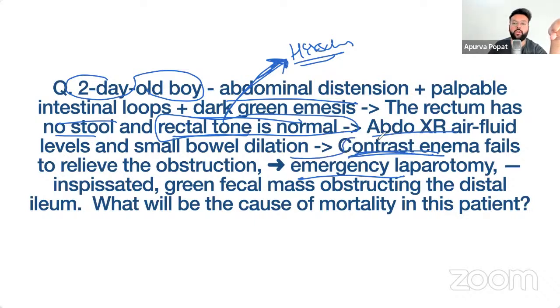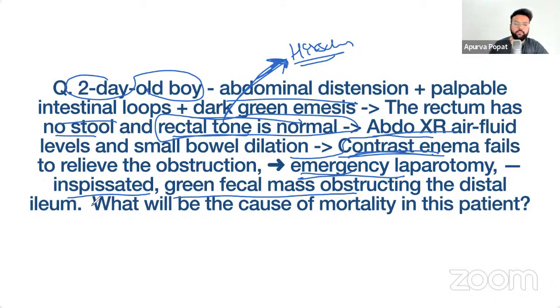They wrote down some scenario, they wrote also the management, and if that management failed, they also wrote the next management. These are all actually questions for Step 2. But anyway, they did emergency laparotomy. They found inspissated green fecal mass obstructing the distal ileum. What's your diagnosis here? This is a giveaway. What is this green mass?